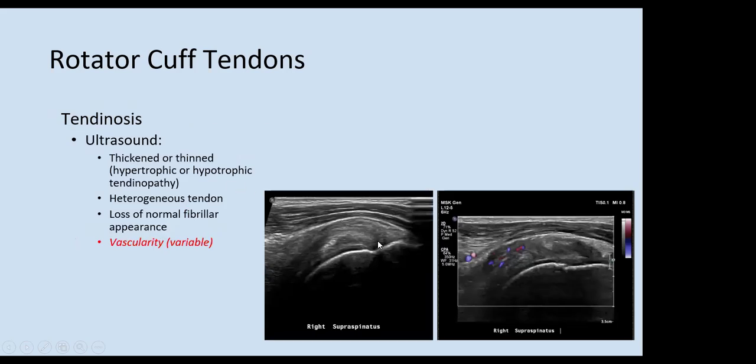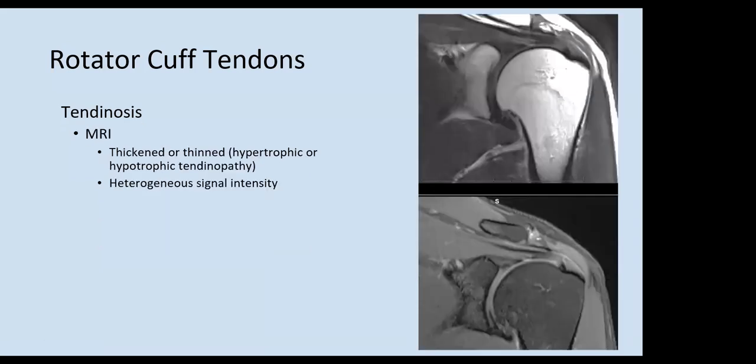So on ultrasound scan, tendinosis will look like heterogeneity of the tendon. We remember how the tendon looked when we looked at the normal supraspinatus tendon. It did have what we call the fibrillar pattern. Here we don't have fibrillar pattern. The tendon is disorganized. There is sometimes vascularity that can be detected, but it's really variable, and I don't see it most of the time. Very infrequently, I see increased vascularity in the supraspinatus tendon.